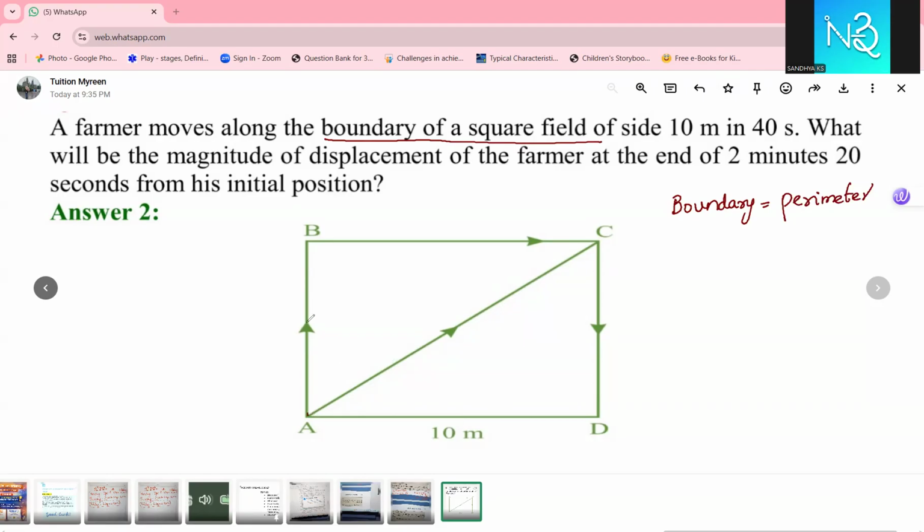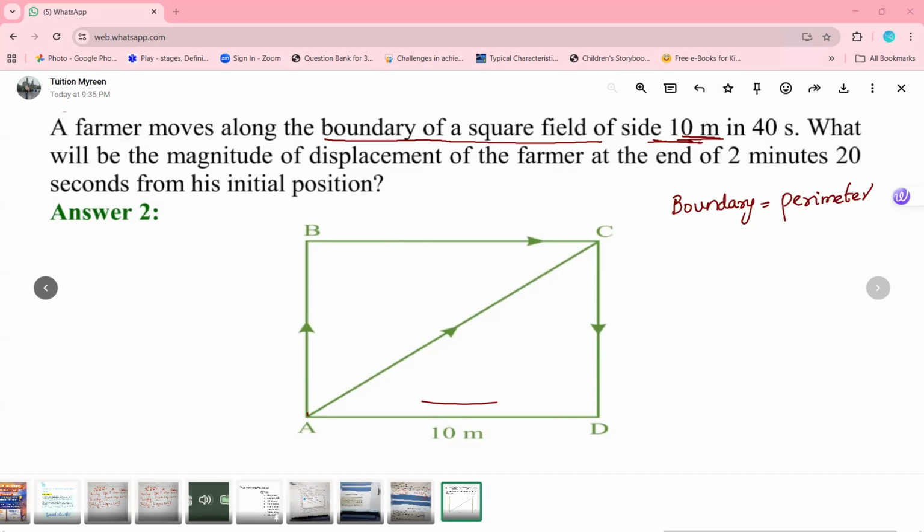He is going from A to B, then B to C, C to D, then D to A. This is called a boundary, he goes the full way around. So that is the meaning of the boundary of a square field. And what is the size of the square field? The side of the square field is 10 meters. So he is crossing the boundary.